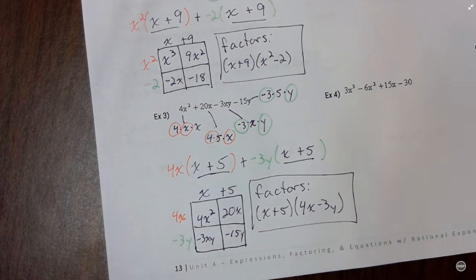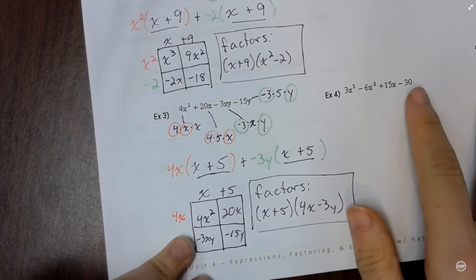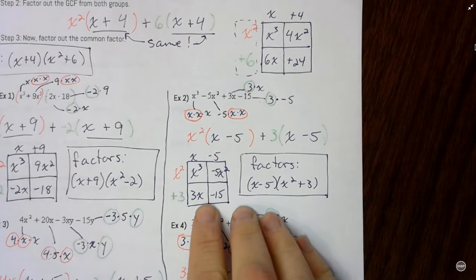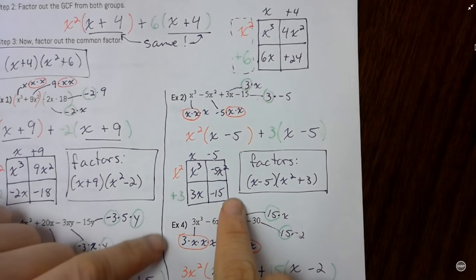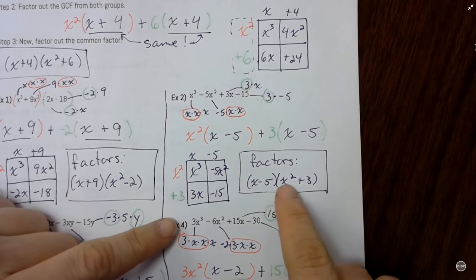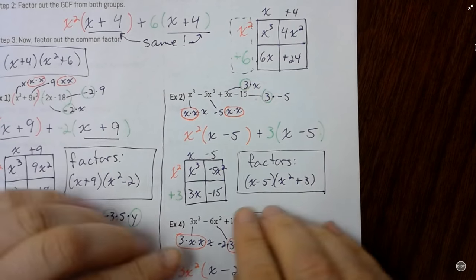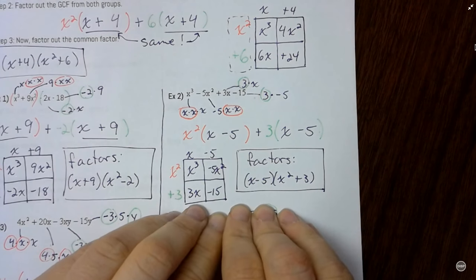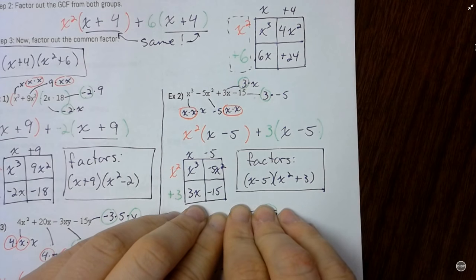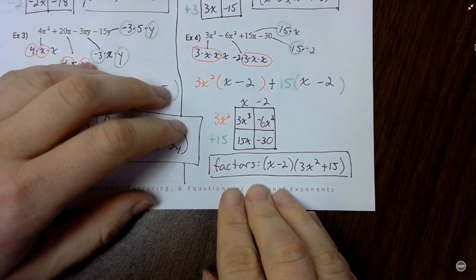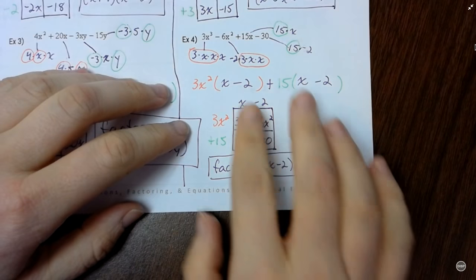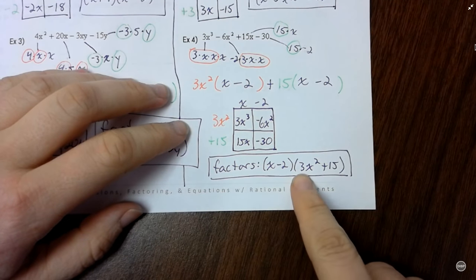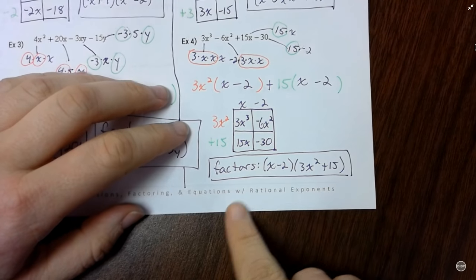So I'm going to pause this so that you can try 2 and 4 and then come back to check your work. All right, welcome back. So here's example 2. You should have gotten x minus 5 times x squared plus 3. And then go ahead and pause that and check your work. And then here's number 4. So you should have gotten x minus 2 times 3x squared plus 15. And go ahead and check your work.